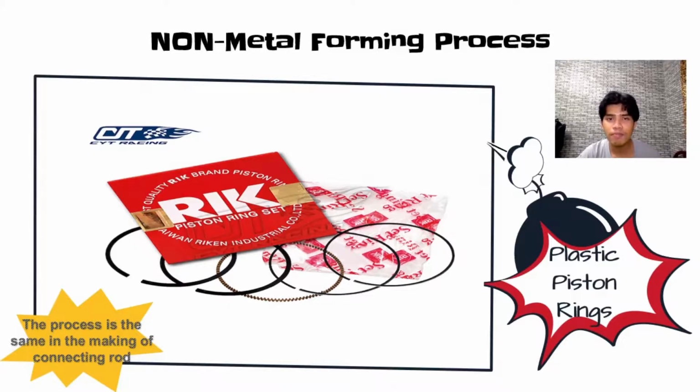For a non-metal forming process, we have selected to create a plastic piston ring. The process is the same as in the making of the connecting rod. The only difference is we use liquid plastic to create the piston ring. Usually, a plastic piston ring is suitable for a compressor piston. For a car piston, we need to use a piston ring that is made from steel or iron.